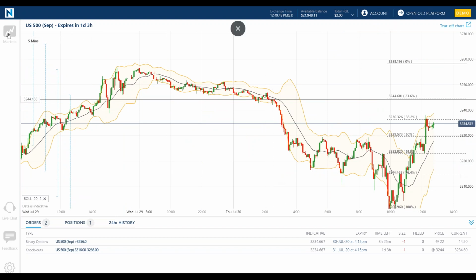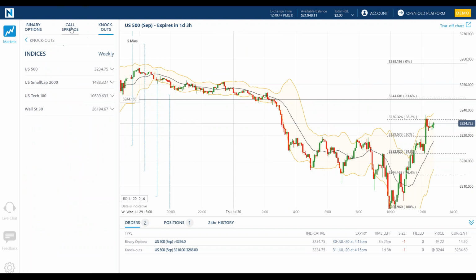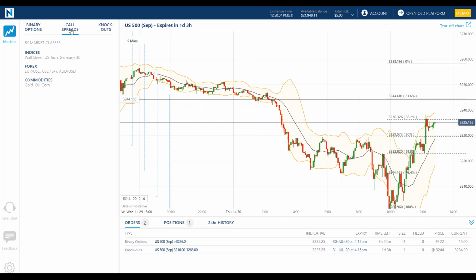I did want to mention that I was going to bring up call spreads. I'm going to bring up call spreads briefly here. I know I'm going a little longer, but the reason I want to mention call spreads is they're very similar to knockouts. The difference is that a call spread is going to have a defined range, but if it touches one of the boundaries, you are not knocked out of the trade. You've got more time to potentially be right.